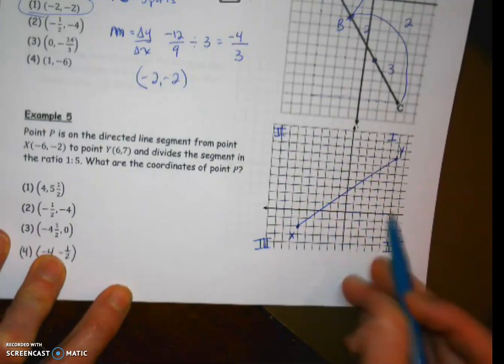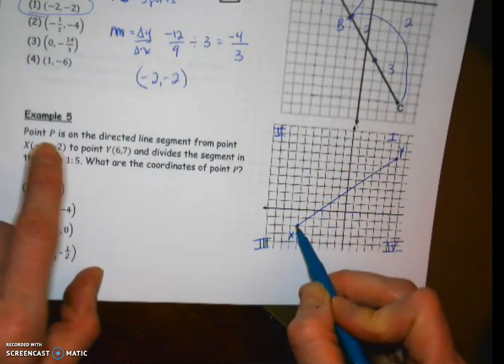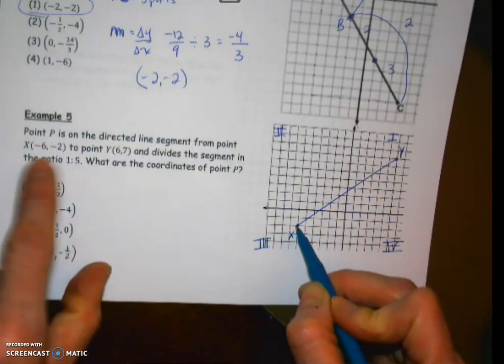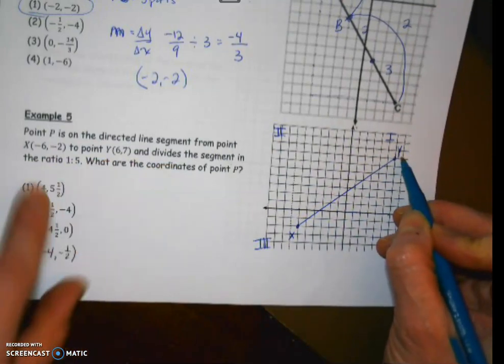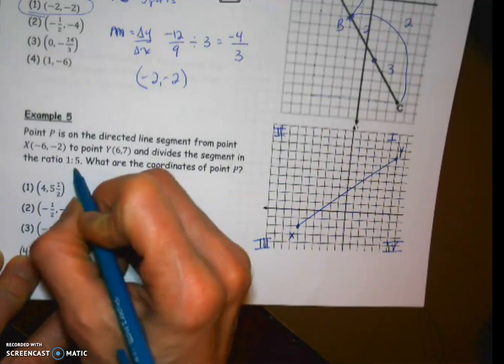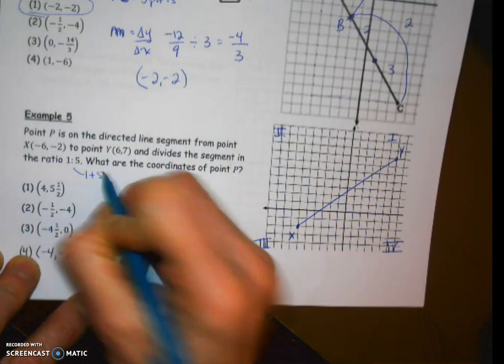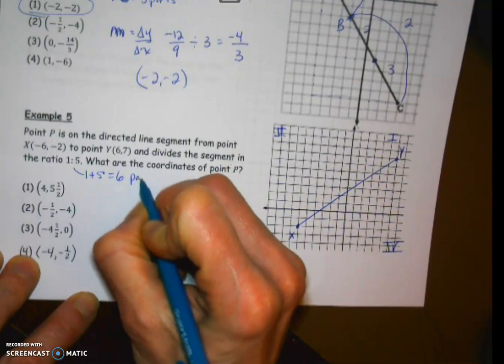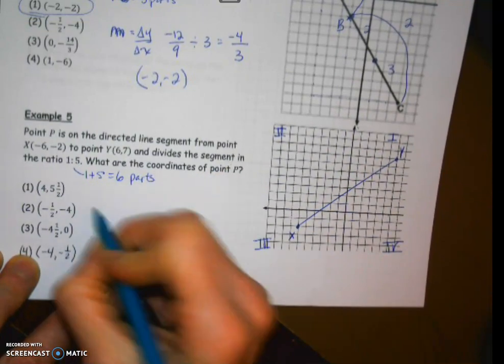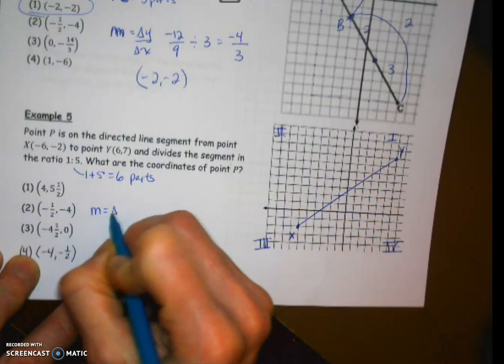All right, example number 5, I got a little head start. It says point P is on the directed segment from X, so starting from X to point Y, and it divides the segment into a ratio of 1 to 5. So remember, first thing you want to do is plot your points, connect your segment, and find out how many total parts you want. The next step is to find your slope.